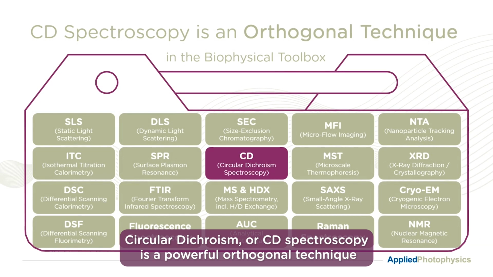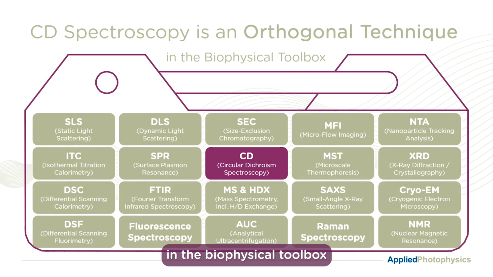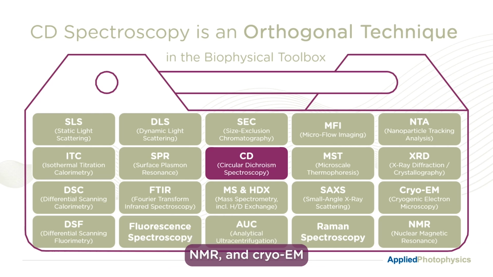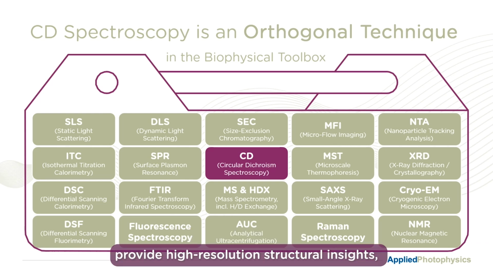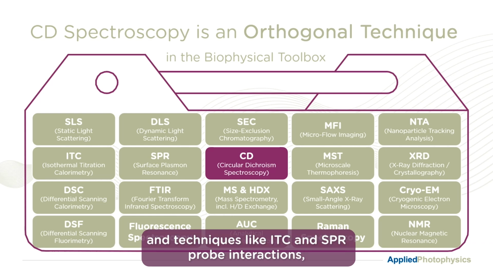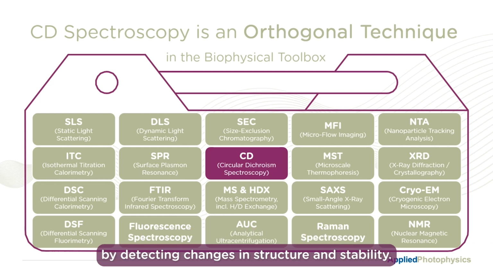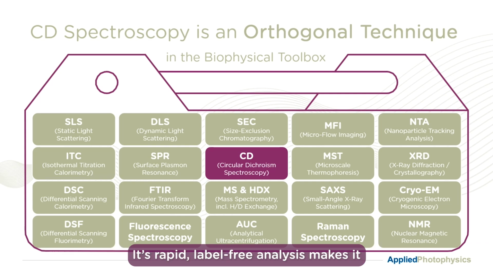Circular dichroism, or CD spectroscopy, is a powerful orthogonal technique in the biophysical toolbox. While methods like X-ray crystallography, NMR, and cryo-EM provide high-resolution structural insights, and techniques like ITC and SPR probe interactions, CD offers a unique perspective by detecting changes in structure and stability. Its rapid, label-free analysis makes it an essential complement to these methods, enabling a more comprehensive understanding of biomolecular properties.